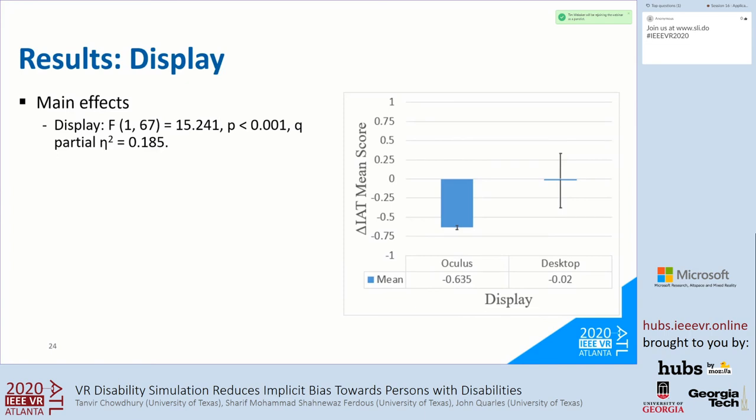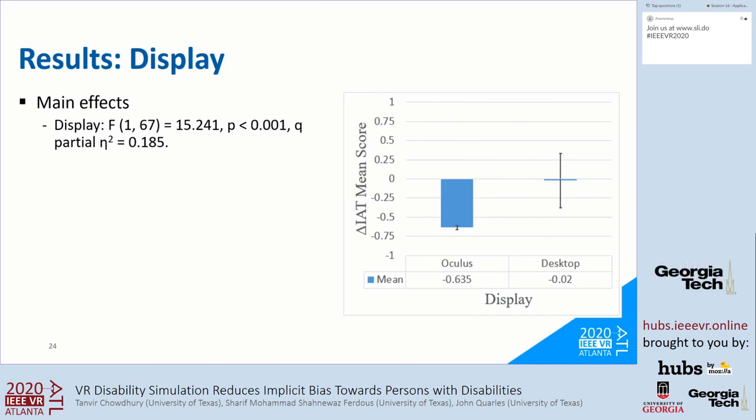Let's talk about the Delta IAT score result for the display group. Main effects analysis showed that the change in bias towards people with disability was greater for participants in the immersive Oculus HMD condition than for participants in the non-immersive desktop condition. However, the high variance in the desktop condition indicates that a prediction of Delta IAT score for someone in this condition has far greater uncertainty attached to it than a prediction for the Oculus condition, where it would be a safe bet that the Delta IAT score would be negative.